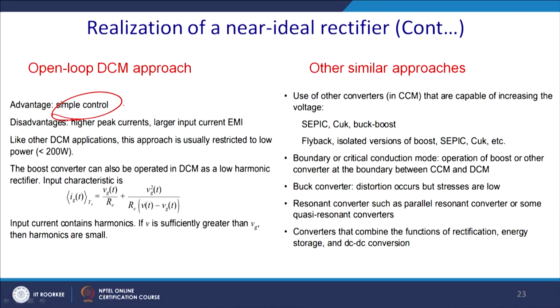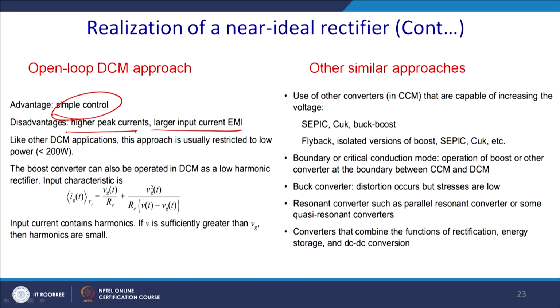So, let us consider the open loop DCM approach and compare it with the other approaches. DCM makes the system less bulky. Why? Basically the inductance required is less in the case of DCM. Its control is quite simple, you have only voltage control, but the disadvantage is that your duty cycle is quite low. For this reason, higher peak current, larger EMI and EMC problems will pop in.